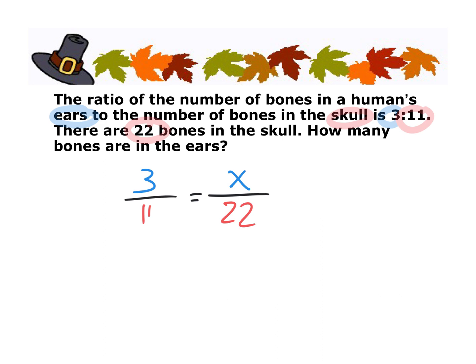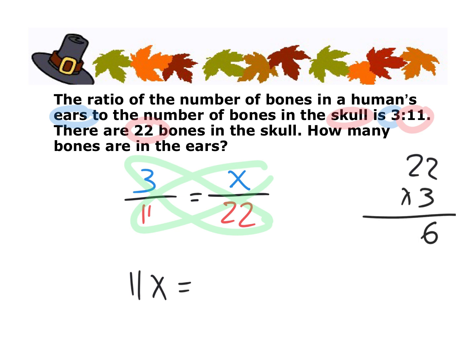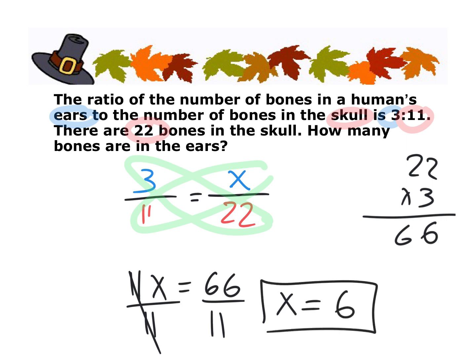Now let's solve it. We're going to multiply the 3 and the 22, and the 11 with the x. Now, 11 times x is just 11x. I'm going to write it in. And 22 times 3 is equal to 66. So then I will divide both sides by 11, and I'm going to get x is equal to 6. So according to this problem, there are 6 bones in the ears, and there are 22 bones in the skull. And it's a 3 to 11 ratio, so we figured it out, and it's good to go.